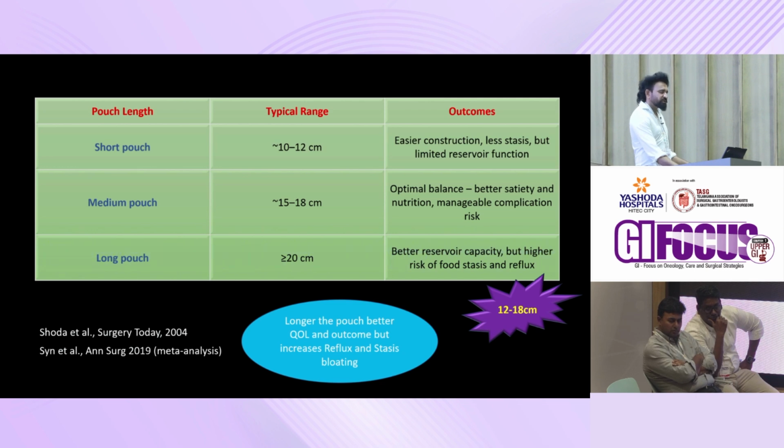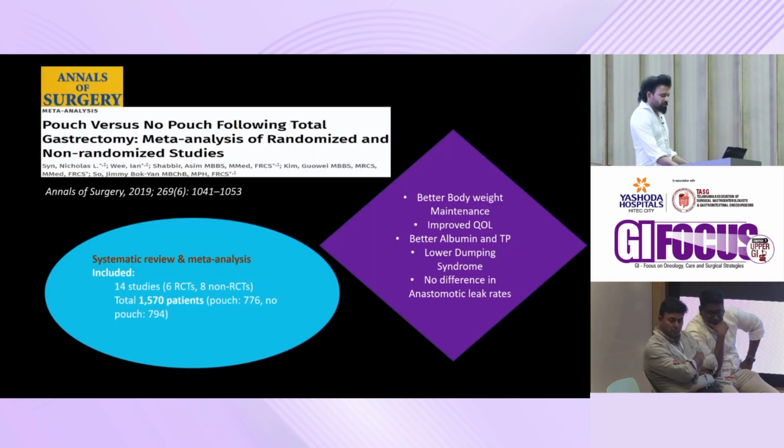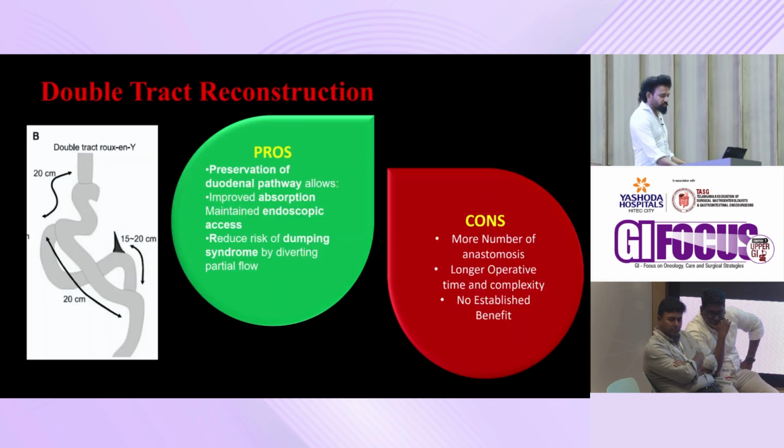If you take less than 12, it is called a short pouch. If you take more than 18 centimeters, it is called a long pouch. The longer the pouch, the better the quality of life and outcome, but it increases reflux, stasis complications and bloating. For pouch versus no pouch, 14 studies were included in a meta-analysis, including 1570 patients, which showed that with the pouch there will be better body weight gain, improved quality of life, and improved nutrition with total protein and albumin, with lower dumping syndrome. But there is no difference in leak rates in pouch versus no pouch.